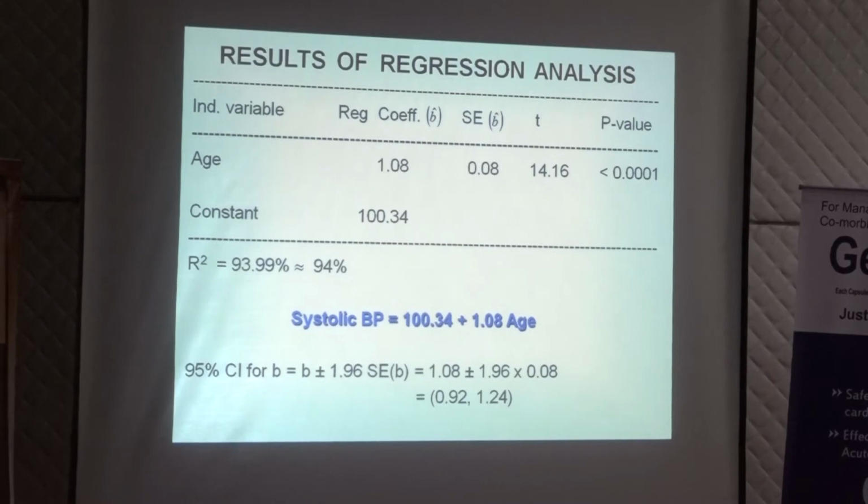So we can write in that way: systolic BP equals to A, the constant, 100.34, plus what is B? B means regression coefficient, 1.08 into age. Okay, but the problem is if age equals to 0, what will be the systolic BP? It is 100.34. Is it possible? No.